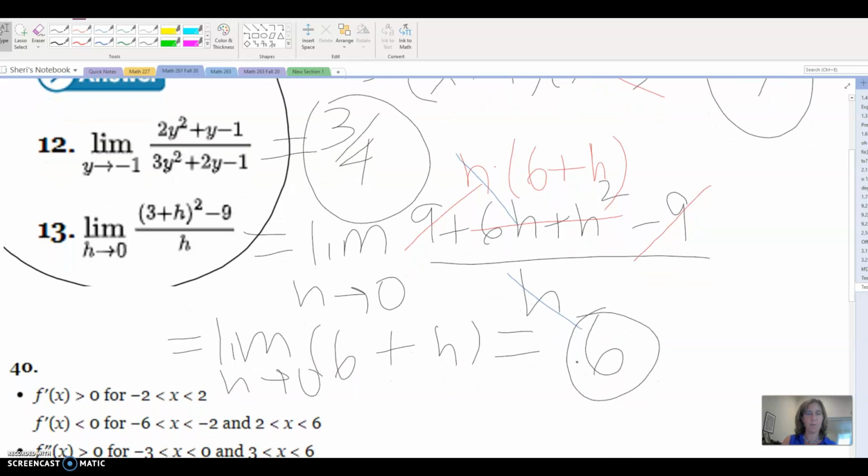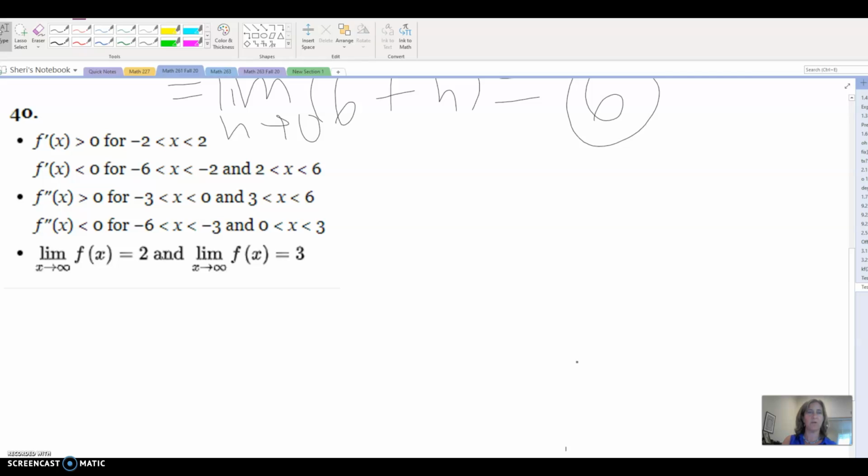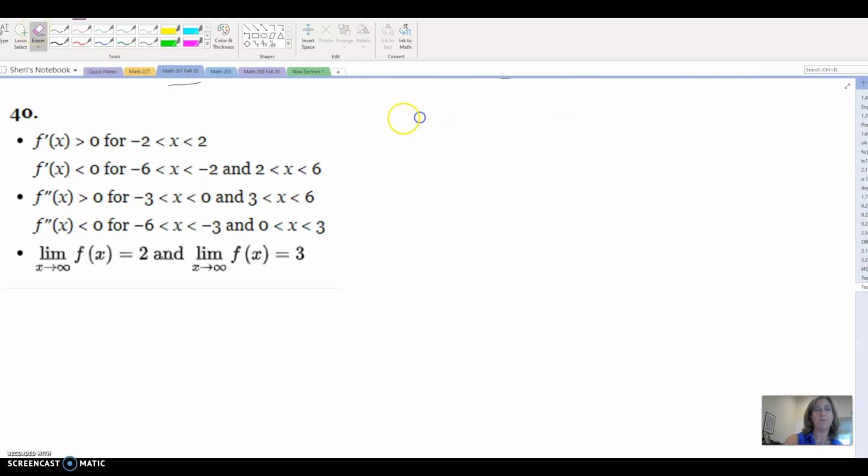The other problem that we looked at was the one of analyzing everything we've been doing so far. This is number 40 from section 2.5. There's been a typo on the online version. This should be as x approaches negative infinity. It doesn't really make sense to have two different limits towards positive infinity. So that one is x approaches negative infinity.